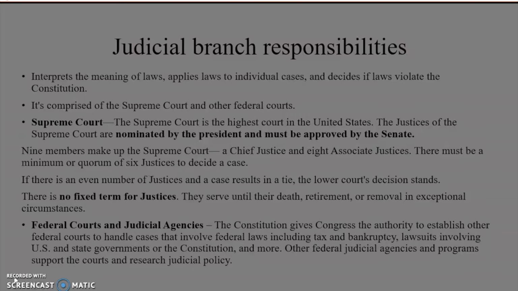Federal courts and judicial agencies. The Constitution gives Congress the authority to establish other federal courts to handle cases that involve federal laws, including tax and bankruptcy, lawsuits involving U.S. and state government or the Constitution, and more. Other federal judicial agencies and programs support the courts and research judicial policies.